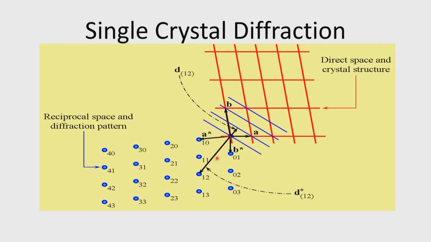You see here that this particular point which is indexed corresponds to 1 2. Please notice that this 1 2 is the same as the 1 2 up there. So, there is no change. That means the values of H and K still remain the same whether in the direct space or in the reciprocal space.